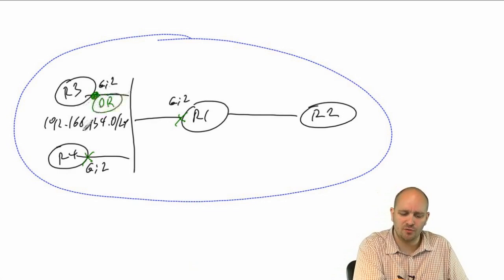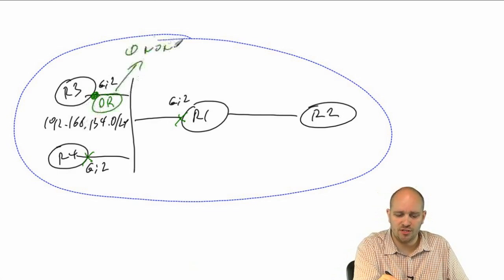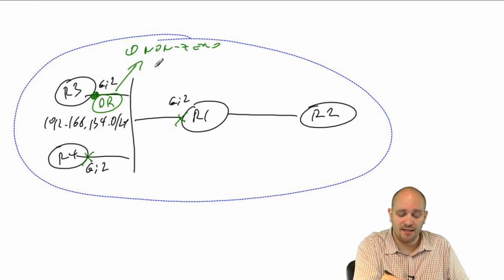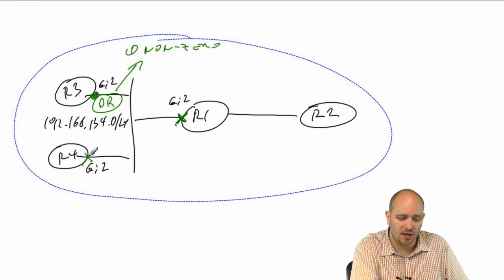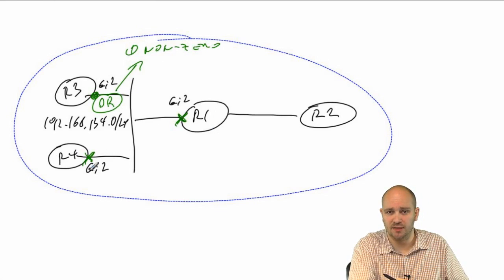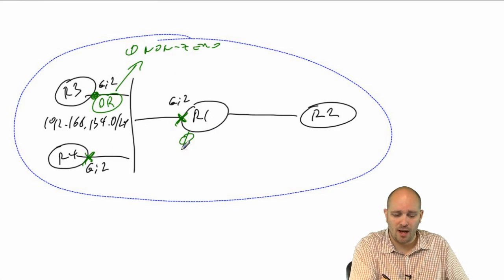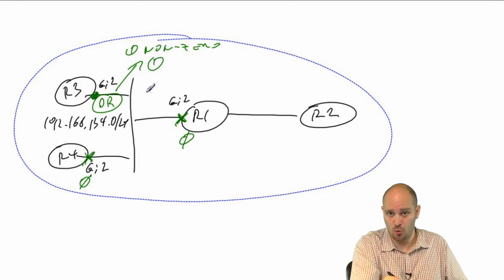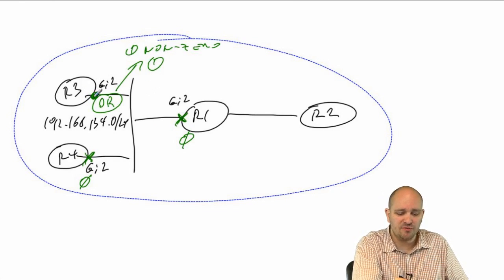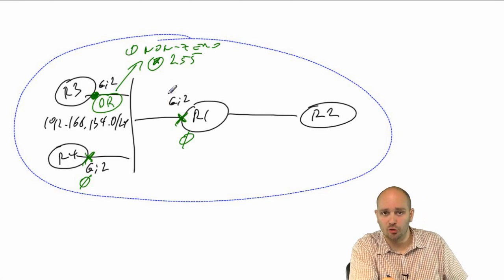How can I make sure that R3 is the DR? I'm going to make sure that it has, first of all, non-zero priority, and that it has priority higher than R1 and R4. But how can I make sure that R1 and R4 are never going to become the DR and BDR? I'm going to set their priority to 0, which then means it doesn't matter which priority I use on R3, because even the default priority of 1 will be more than enough. But just for fun, I'm going to set the priority here to the maximum value, 255.